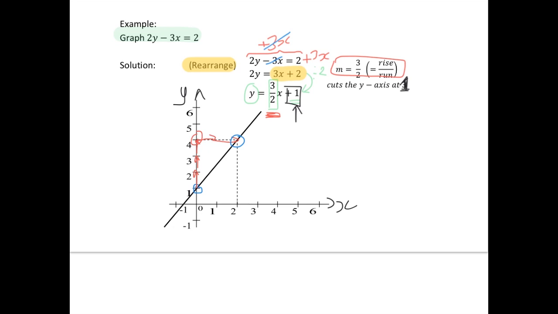And then all we have to do is draw a straight line with a ruler through those 2 points, and we have the line we want.